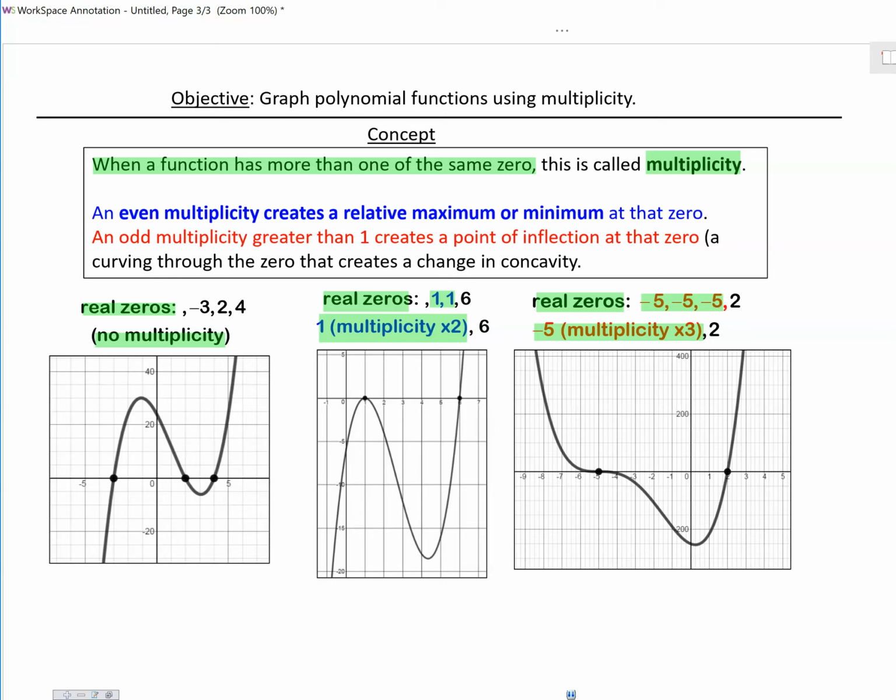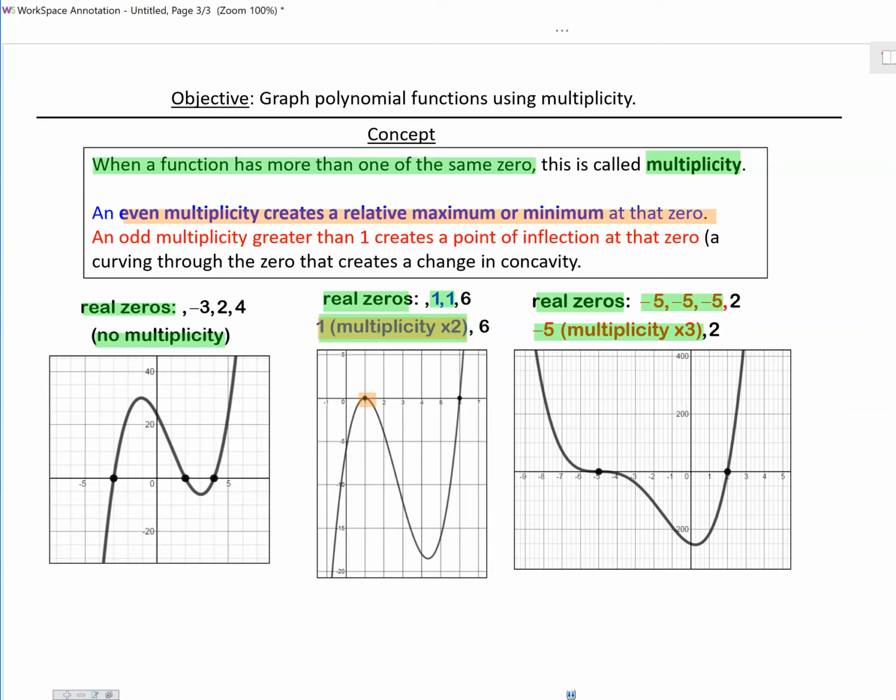So what we have to understand is how multiplicity affects the graph of a polynomial function. If our multiplicity is even, then it will create either a relative minimum or a relative maximum at that zero. So here we have even multiplicity like 2. 2 is an even number. So that would be like this situation here, and at the zero of 1, we see that there is a relative maximum. Now, whether it will be a relative maximum or relative minimum is actually dependent upon the end behavior, which we would also need to know information about before we could determine which it would be.